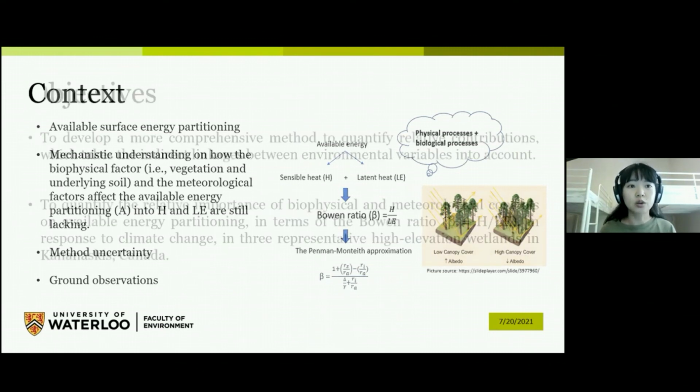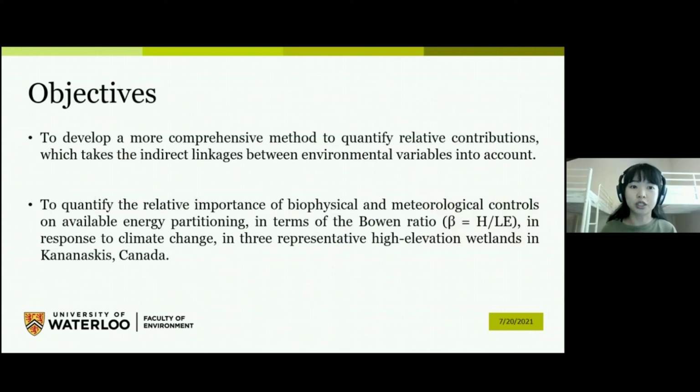So our objective is to develop a more comprehensive method to quantify relative contributions, which can take the indirect linkages between environmental variables into account. And then we would like to quantify the relative importance of biophysical and meteorological controls on the available energy partitioning in response to climate change by using these methods in our 3 representative high elevation wetland ecosystems in Kananaskis, Canada.